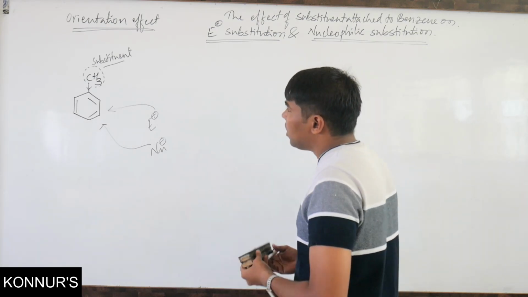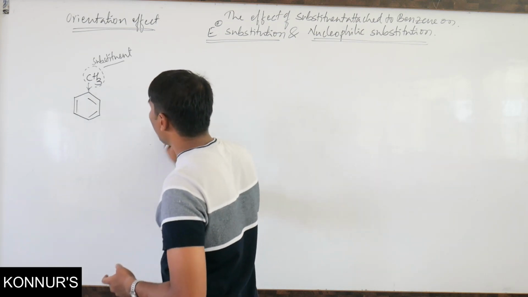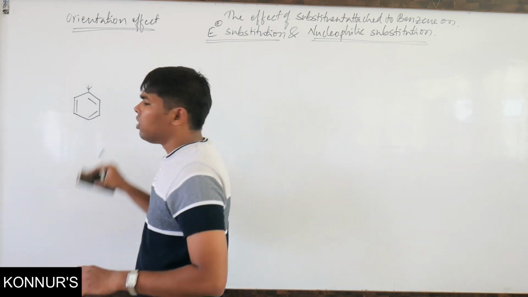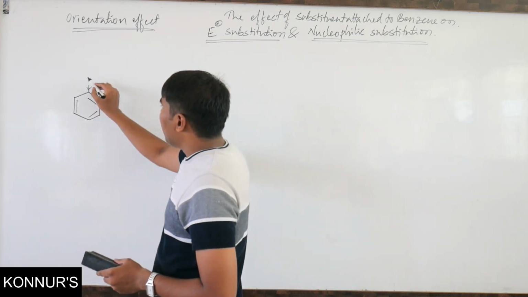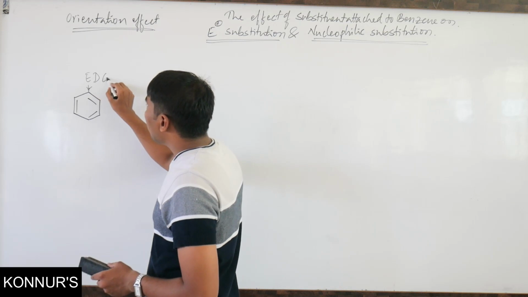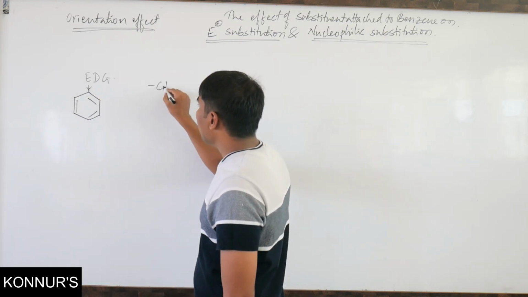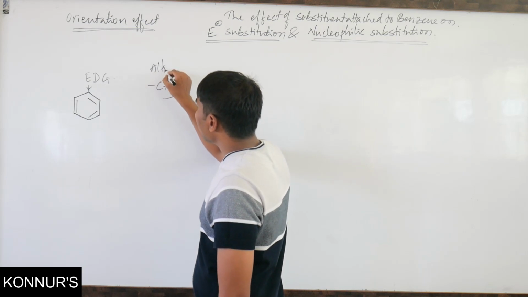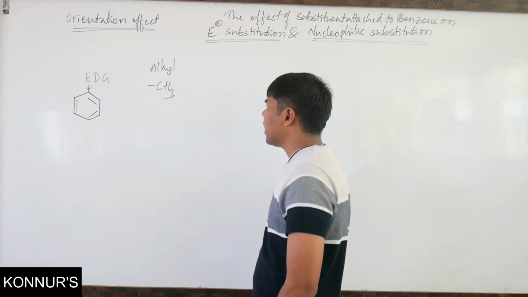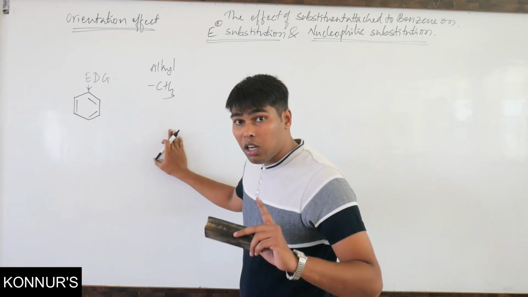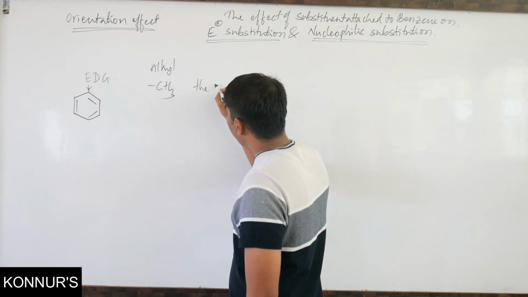So what happens if the electron donating group is there? Here, for the electron donating group, the methyl group is the general example. If I take an electron donating group, I will tell you what happens. There may be alkyl groups like methyl or ethyl, you can take any of those alkyl groups. They are electron donating in nature.